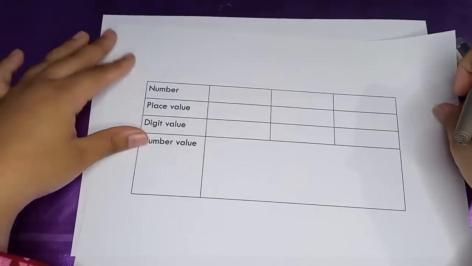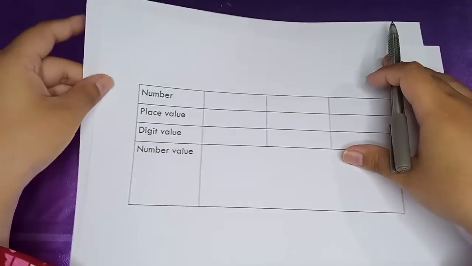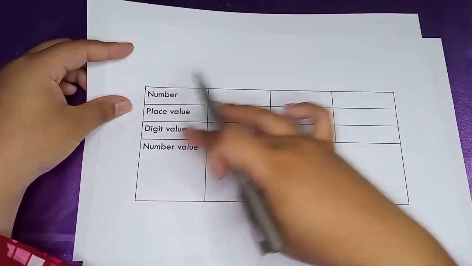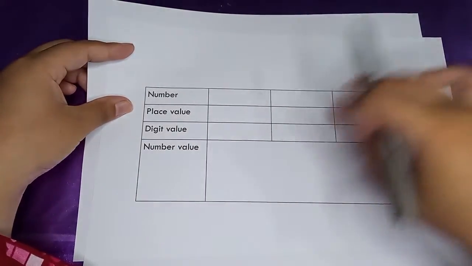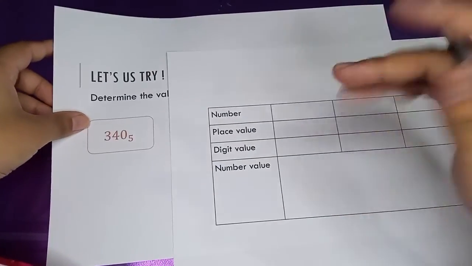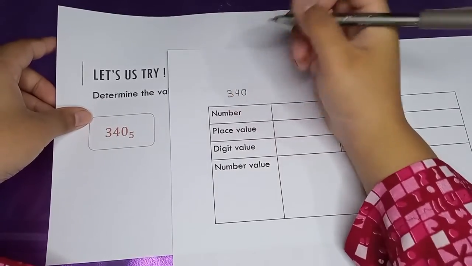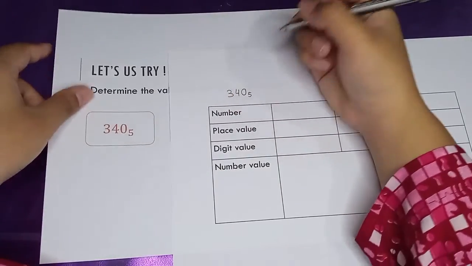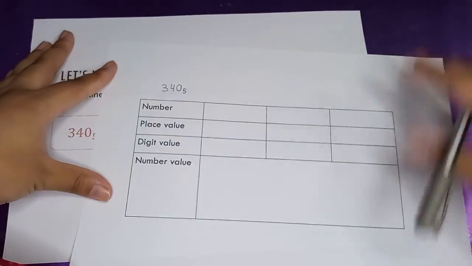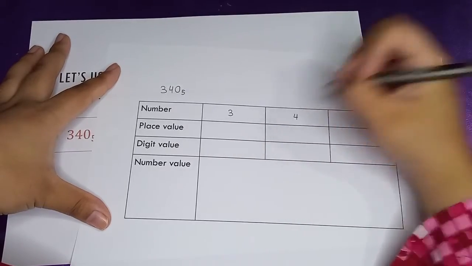Okay, draw a table like this one. The first row is the number, the second row is the place value, the third row is the digit value, and the last row is the number value. We're going to write our number here. It was 340 base 5. We're going to determine the number value. But first, we arrange the number, which is 3, 4, and 0.